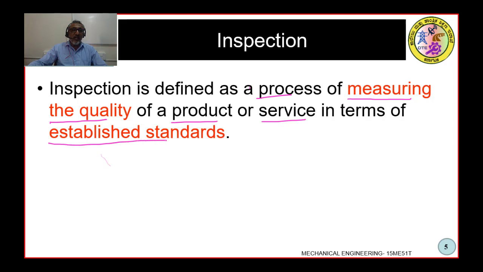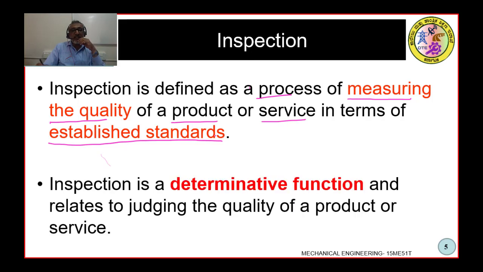That means I have to measure the quality and then compare it with respect to the established standards. And when I compare with the established standards, I will get two answers, whether it is acceptable or whether it is not acceptable. So the answer is going to be binary. It has to be yes or no. So inspection is a determinative function.